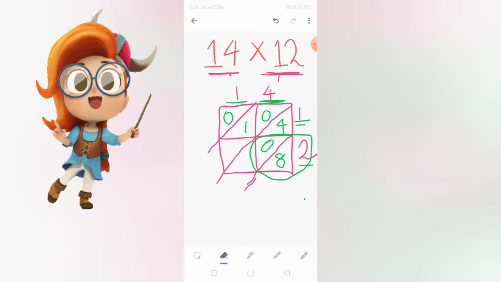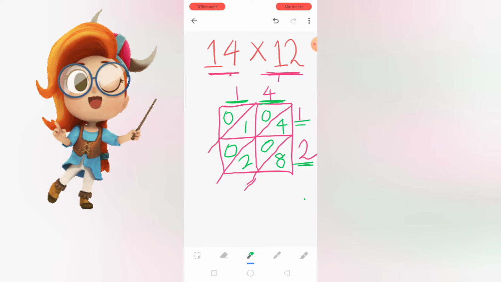Then we see another box, the only remaining box. Here 1 is present, here 2 is present. 1 into 2 is equal to 2. 2 is only in the ones place, so the tens place is absent. As the tens place is absent, we write 0 here. Then what do we have to do? We have to do addition here.